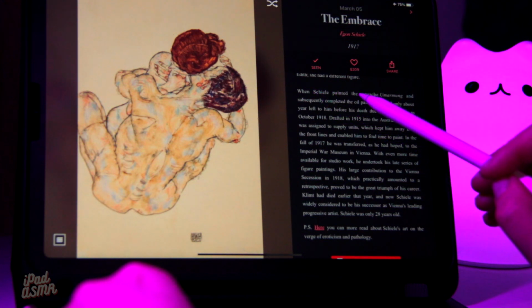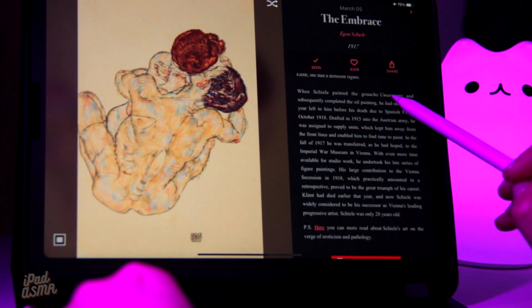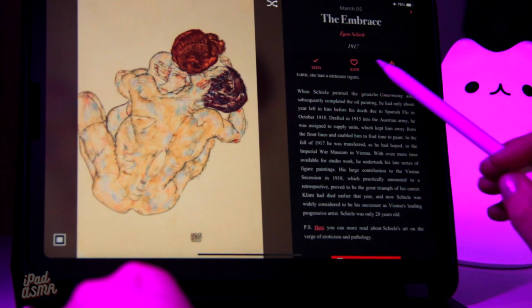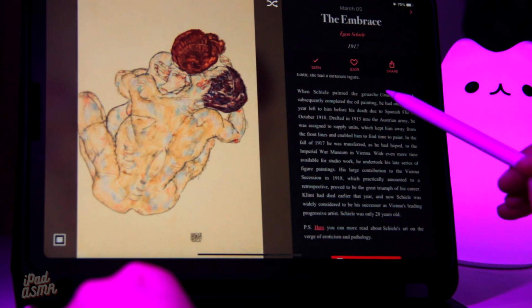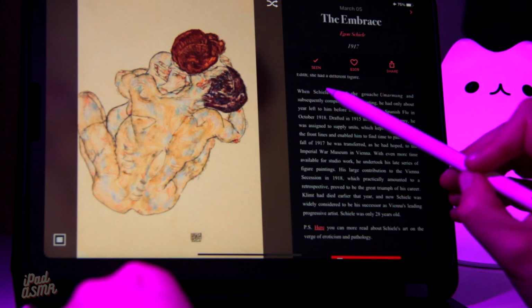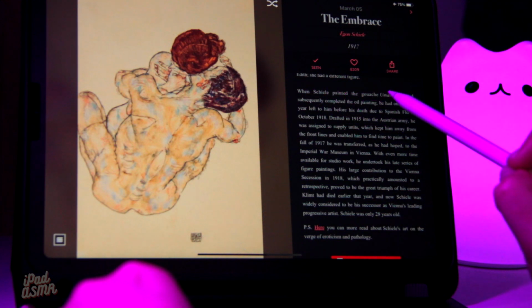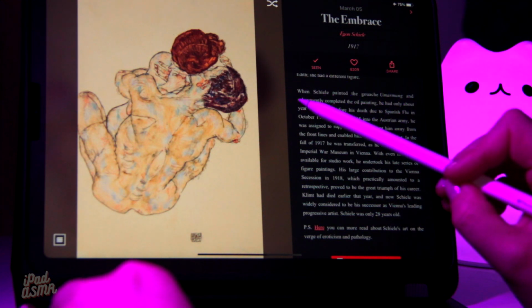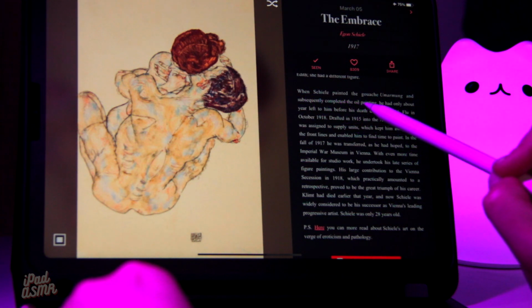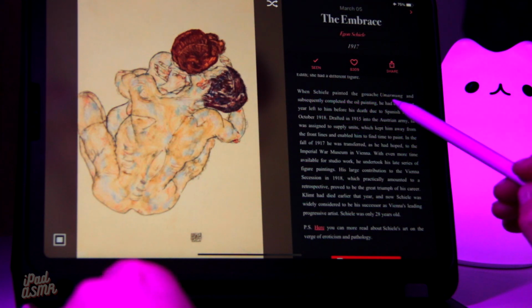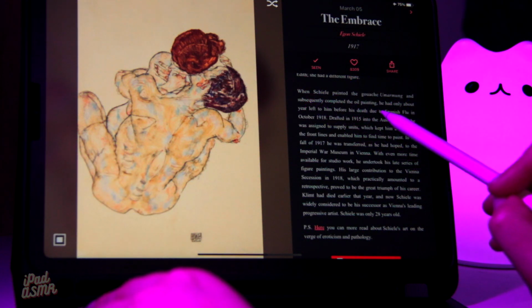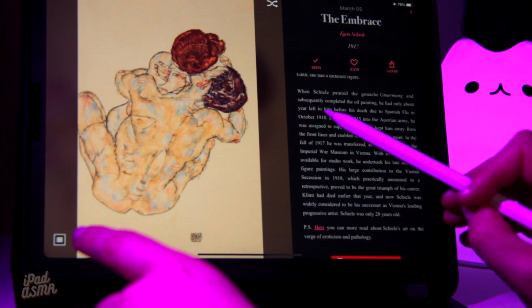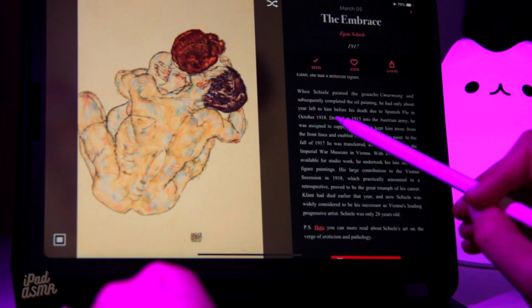When Schiele painted the gouache Umarmung and subsequently completed the oil painting, he had only about a year left to him before his death due to the Spanish flu in October 1918.